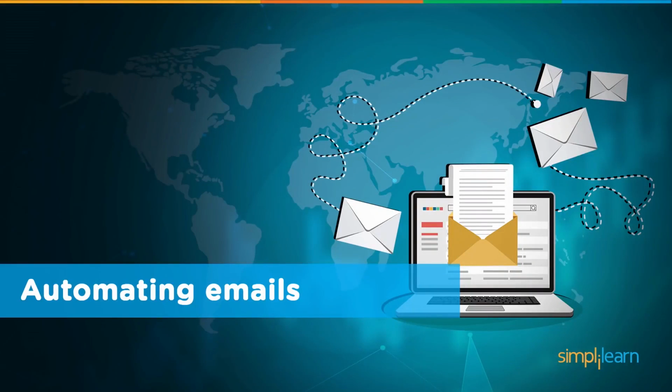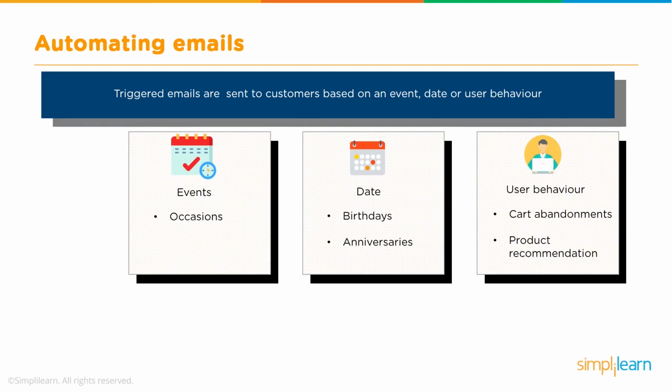Okay, let's talk about automating emails. Email automation. So triggered emails are sent to customers based on an event, date, or user behavior. When we say an event, it could be a special occasion like Mother's Day. It could be a date like a birthday or anniversary or a specific day of the week. It can also be based on user behavior.